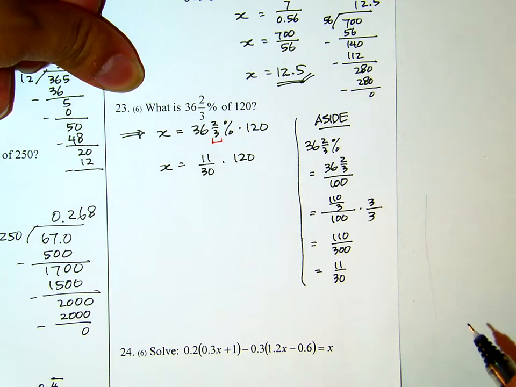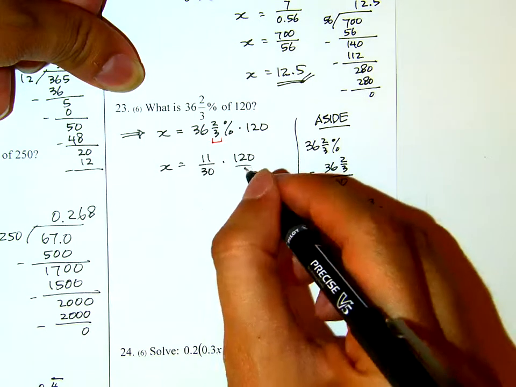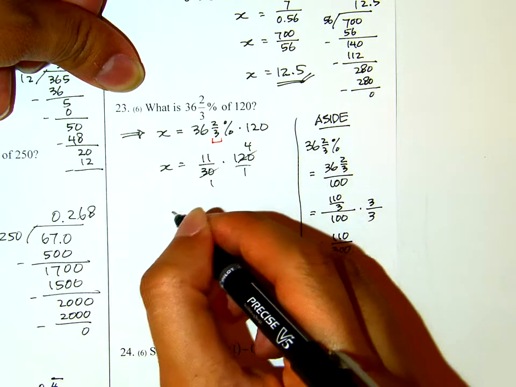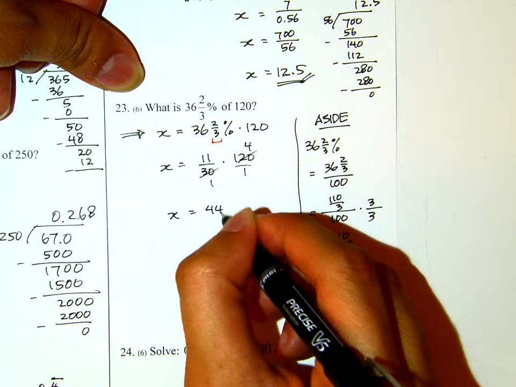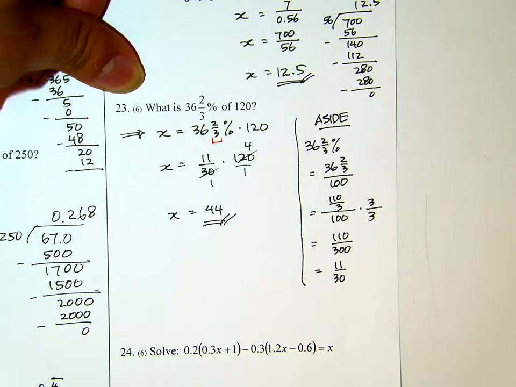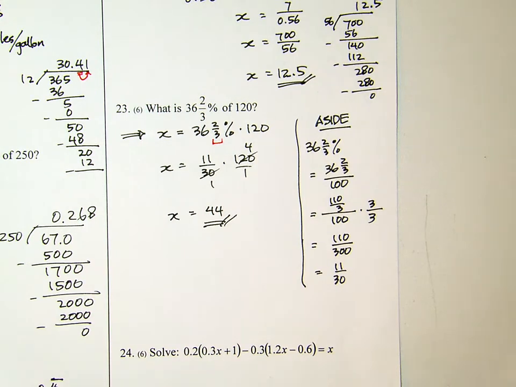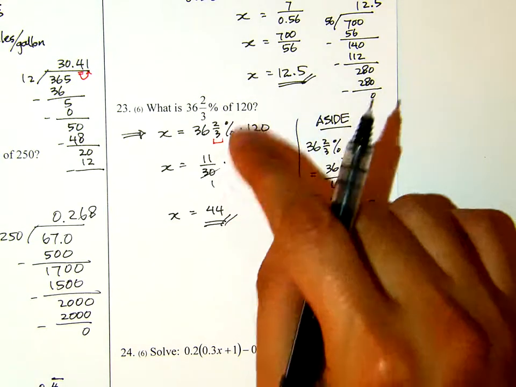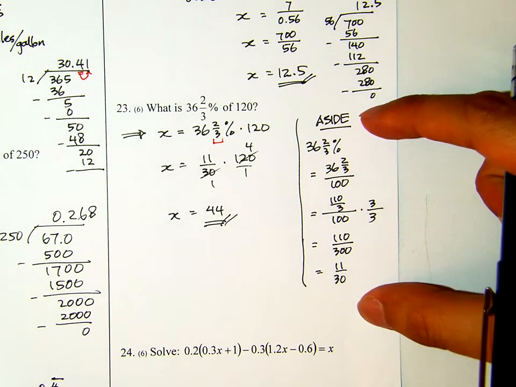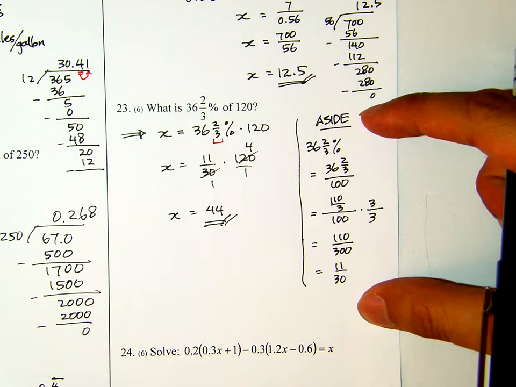Now from here I ask myself, how do I compute 11 over 30 times 120? Do cross cancelling, of course, right? x equals 44. You will not get these numbers if you try to convert this percent into decimal, because then you will end up with a lot of decimals to multiply, and in the end you get confused. The key step of this question is actually this part. Be very aware of this. That's what you really need. That's for number 23.